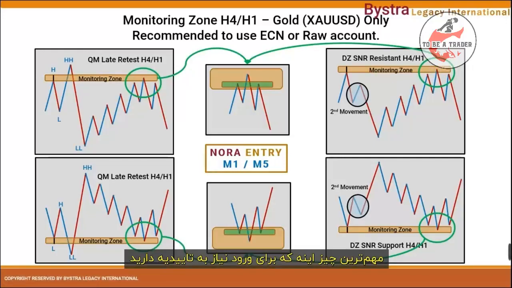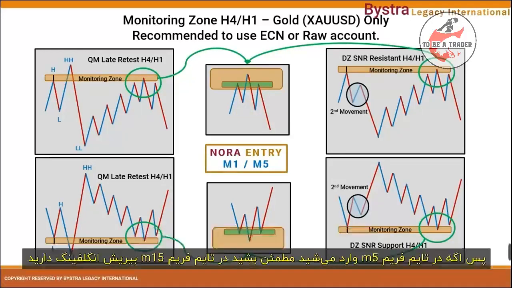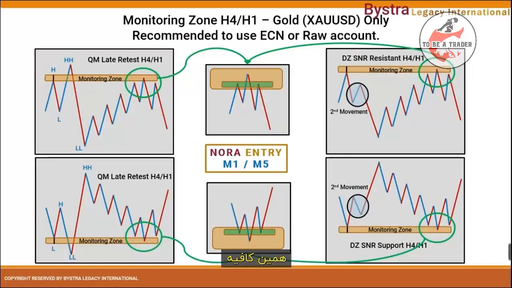The most important part, guys, is the confirmation when you enter. For example, if you enter on the M1, then make sure that on the M5 time frame you have the bearish engulfing. If you enter on the M5 time frame, make sure that on the M15 you have the bearish engulfing. That's it, don't go so far. We just want to trade at the M1 and M5.